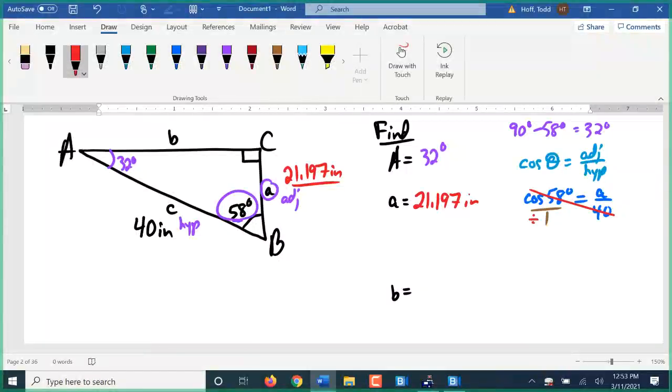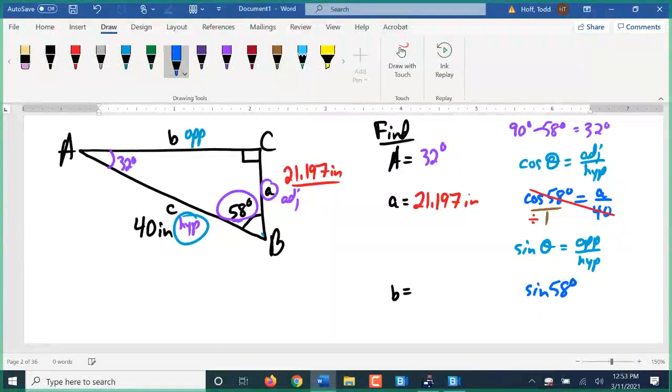Side B. Using angle B, side B would be the opposite side, and of course we still have the hypotenuse. So that's going to be the sine. Sine of an angle equals the opposite side over the hypotenuse. Now again, I realize it gets a little redundant, but I do try to always write down the definition of my trig function first, so then I can substitute in the information I know, and it helps me make sure I get stuff in the right spot. So the angle is angle B, that's the 58 degrees. The opposite side is side B that I'm looking for, and the hypotenuse is the 40 inches.